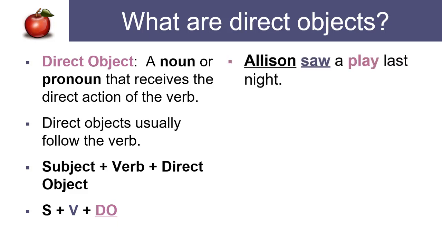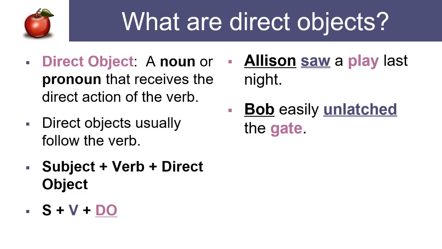Allison saw a play last night. Allison is the subject. Saw is the verb. What did Allison see? A play. So play is the direct object. Play is the thing that was seen. It receives the action of the verb saw. Therefore, play is a noun that is the direct object of saw.